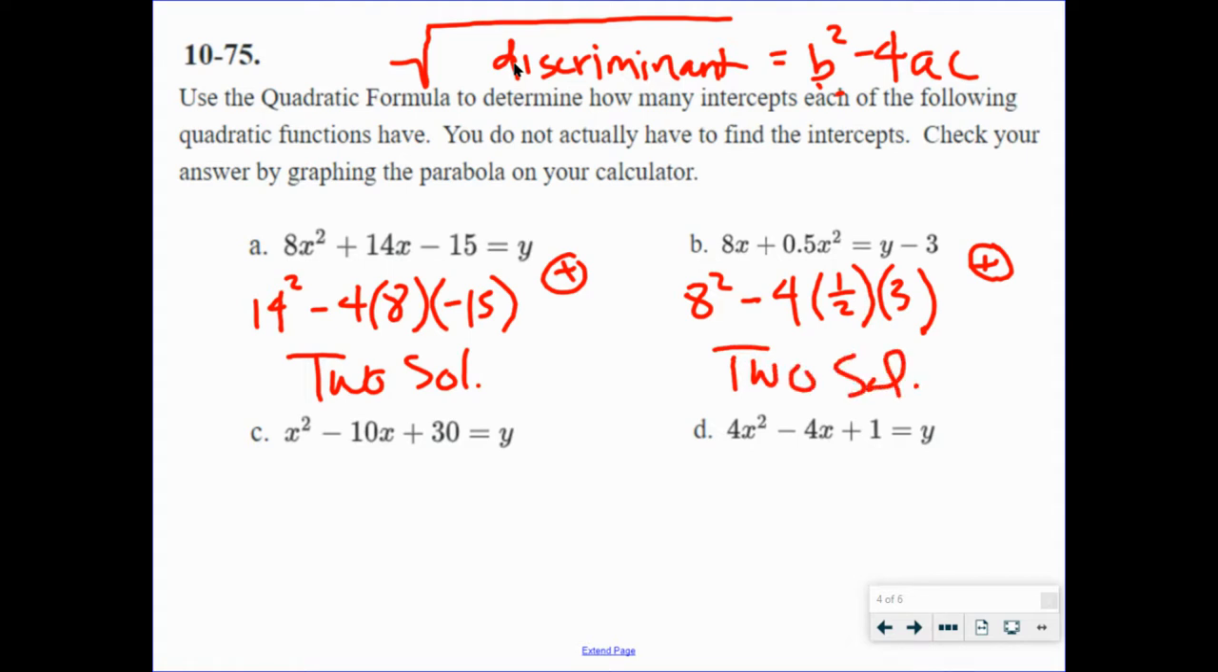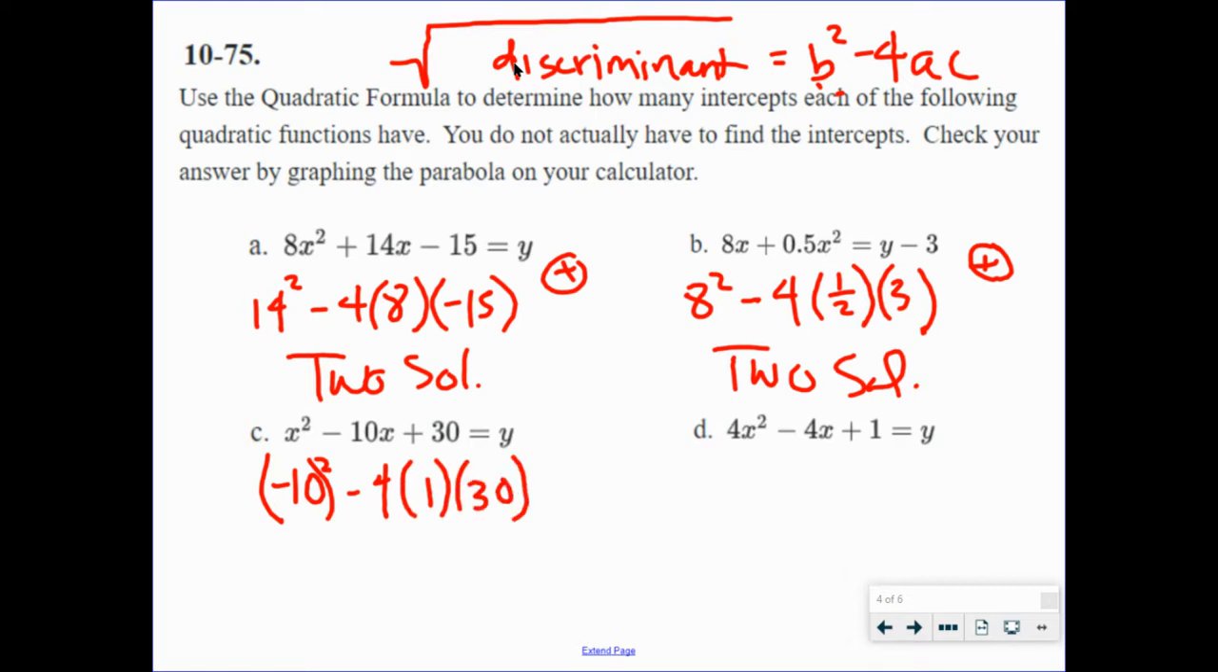For C, the discriminant should have been negative 10 quantity squared, and that is inside the parentheses, remember, minus 4 times 1 times 30.